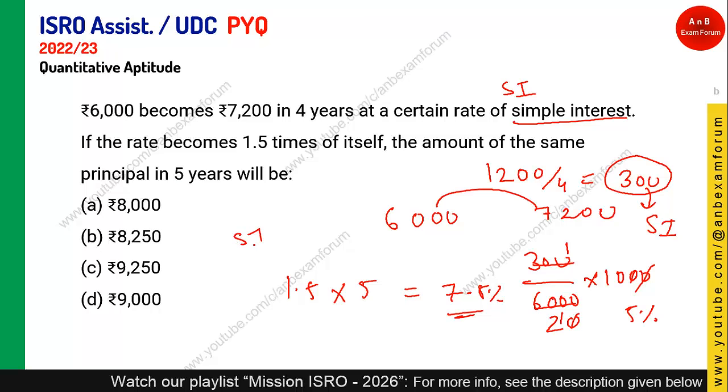A very simple one. So let's calculate the new SI. New SI is 6,000 into rate, which is 7.5, into T, which is 5 years, and divided by 100. So if you calculate it fast, it becomes 2250. So 2250 is the SI, and he is asking about the amount. So 6,000 plus 2250 becomes 8250. Okay, so option B is the right answer.